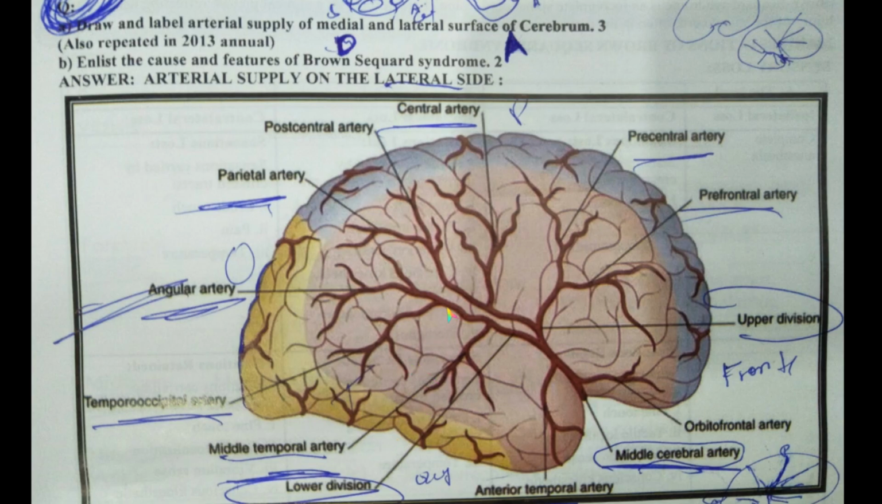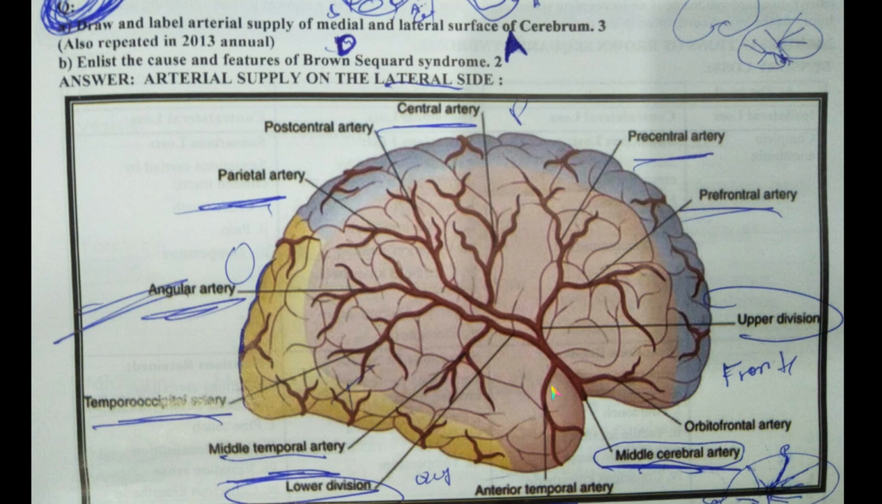Now we will discuss the most important question, which came in the 2013 annual past paper: the blood supply on the lateral and medial side of the cerebrum. This is the lateral side of the cerebrum. You can see the lateral side of the cerebrum and the arteries of the cerebrum. The main artery coming is known as the middle cerebral artery.